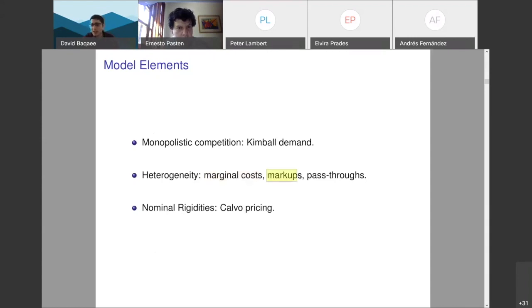But we're also going to have heterogeneity in terms of desired markups and desired pass-throughs, and this is because we've moved away from CES. And then on top of this, we are going to put in Calvo frictions, and that's going to be the nominal rigidity.